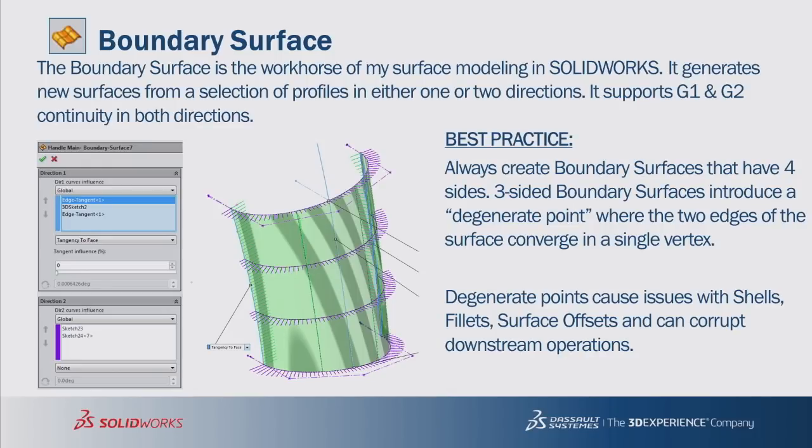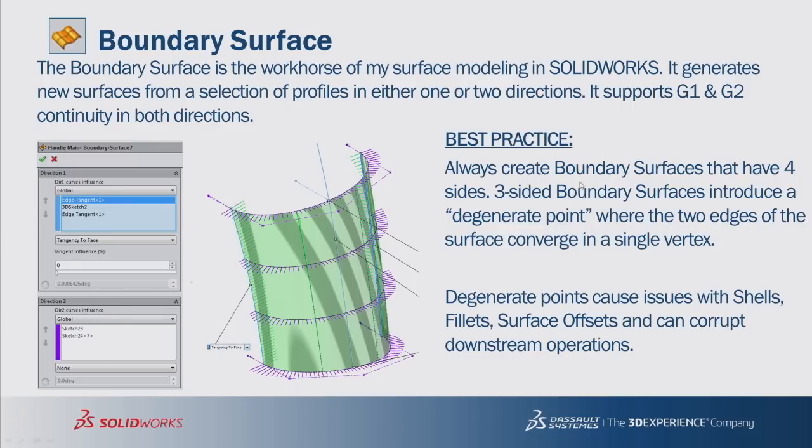Touched on it before, but the boundary surface is going to be the workhorse of surface modeling in SOLIDWORKS. I find it used to be that older people who have been using SOLIDWORKS longer than me, which is what, 12, 13 years, Loft was their go-to just because it's been around. I just prefer boundary surface. It does have one benefit over Loft in that it supports curvature continuity and direction too.